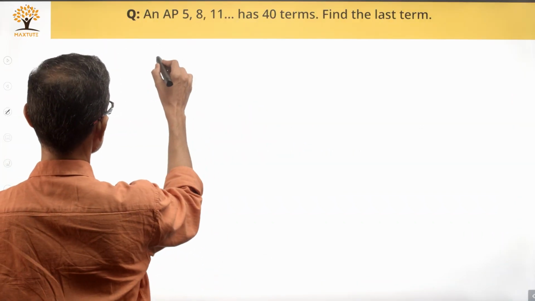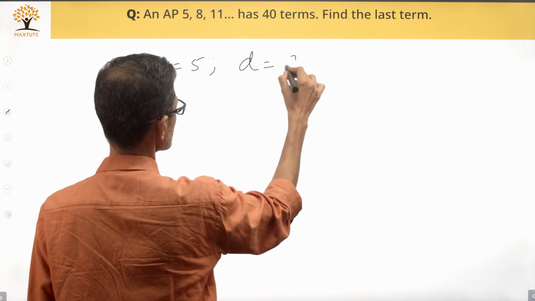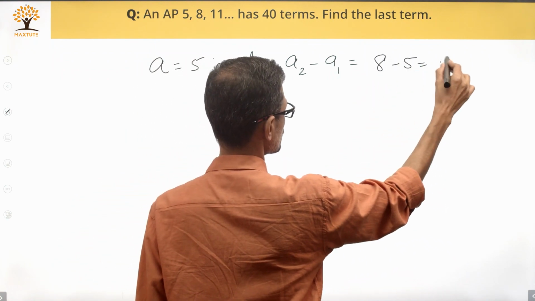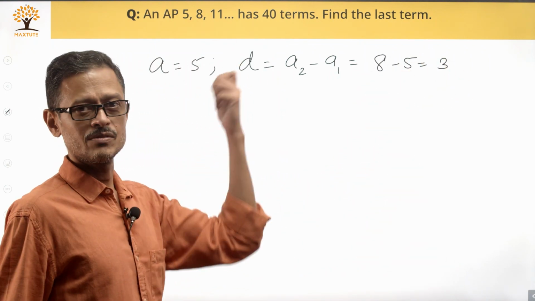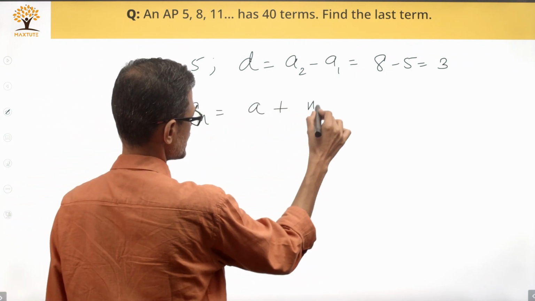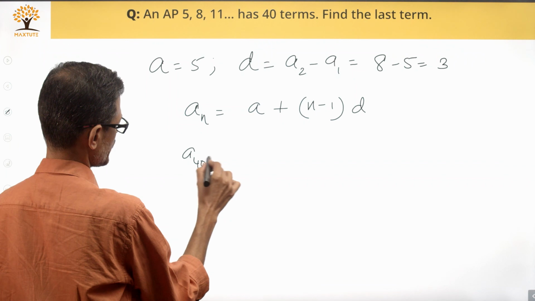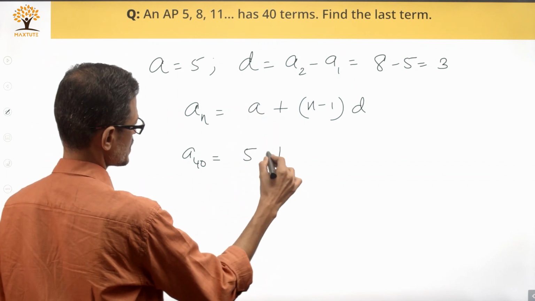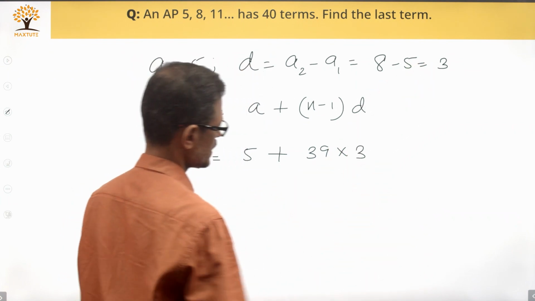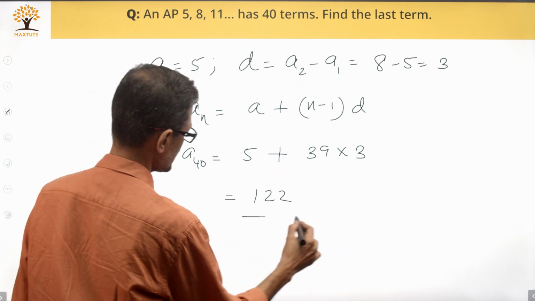We'll again, as always, write down the first term, which is given to us. Compute the common difference D, which is the second term minus the first term, equal to 8 minus 5, which is equal to 3. We'll have to compute the last term, which is the 40th term. The formula to compute the nth term is an equals a plus n minus 1 times the common difference. N is equal to 40, so a40 is what we are trying to find out. A is equal to 5, the first term. 40 minus 1 is 39, times the common difference 3. 39 into 3 is 117, plus 5 is equal to 122. So the 40th term is 122.